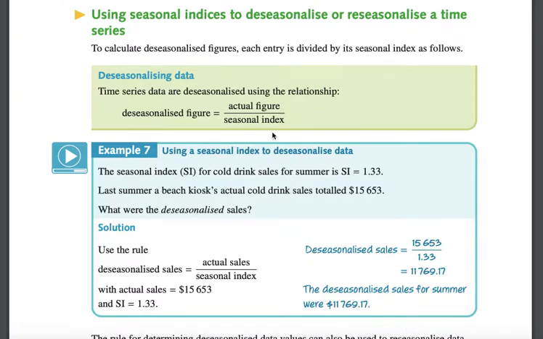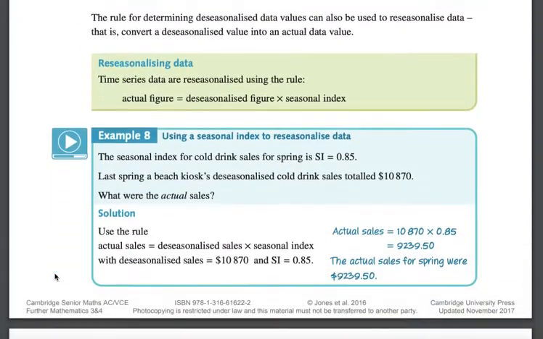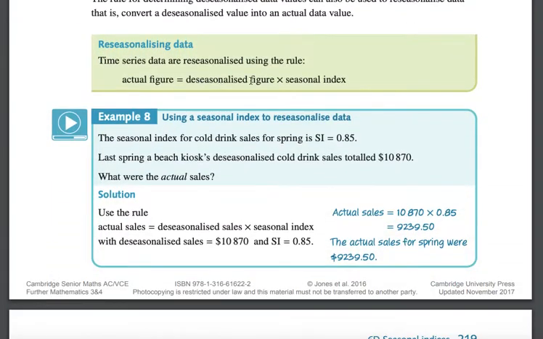If we want to go the opposite way, I think you can pick, even before I show you, if I want to find the actual, I'm going to have to get rid of this seasonal index. I'm going to have to times it out, aren't I? So let's have a look what happens. To reseasonalize the data, we take the deseasonalized figure times the seasonal index. So just the inverse from before.